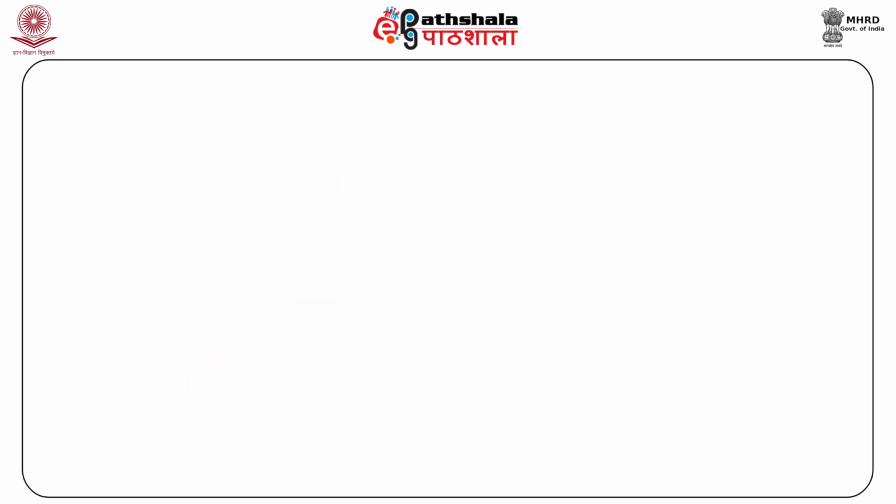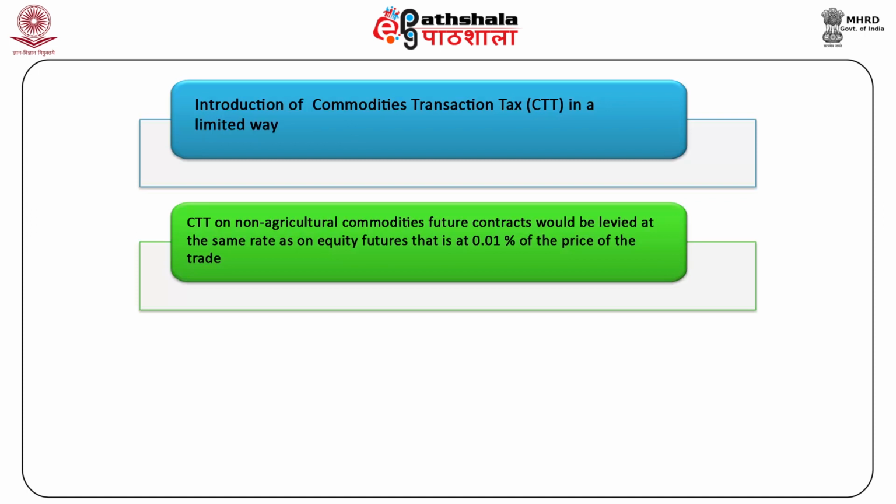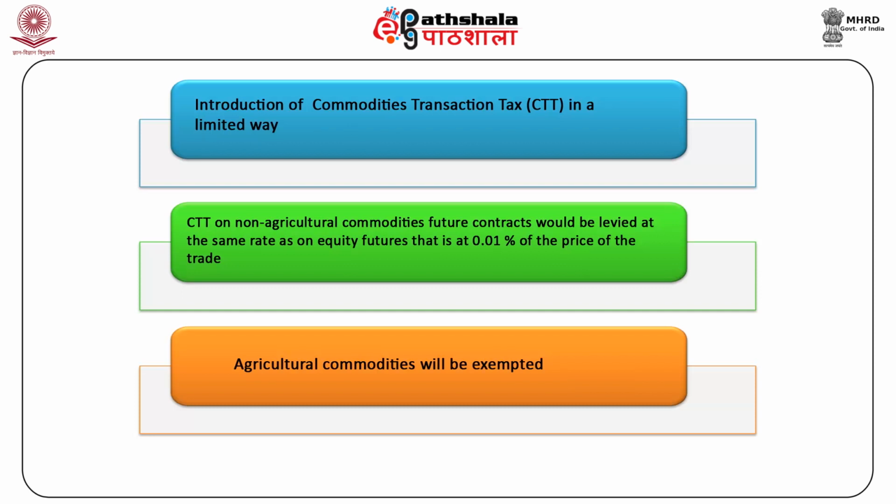Another proposed change is introduction of commodities transaction tax in a limited way. CTT on non-agricultural commodities future contracts would be levied at the same rate as on equity futures, that is, at 0.01% of the price of the trade. Agricultural commodities will be exempted.